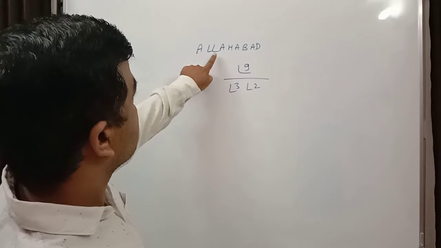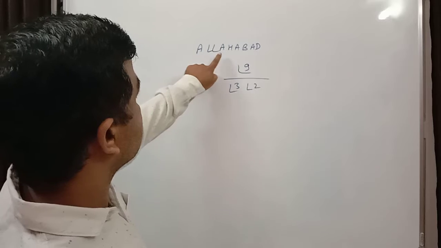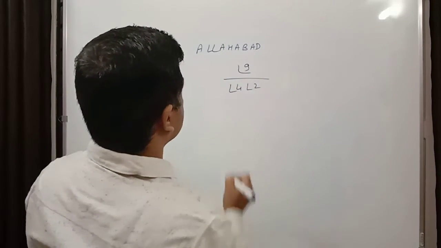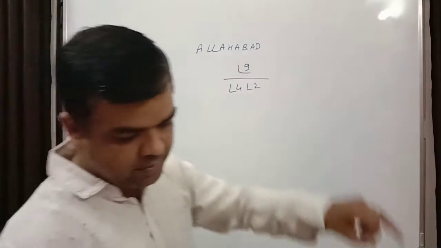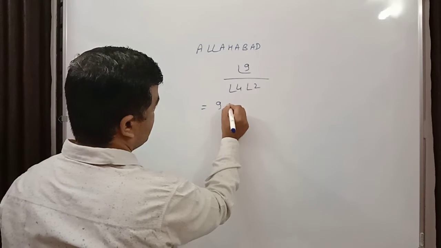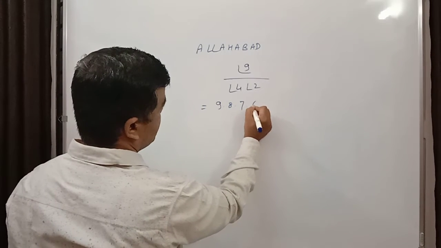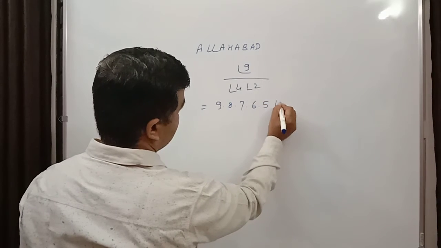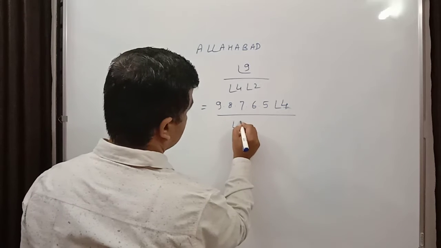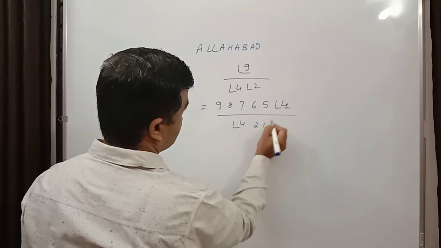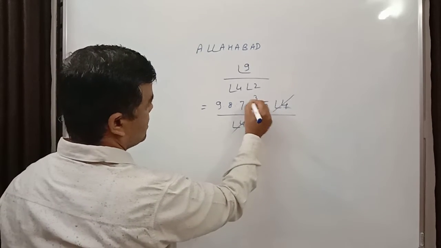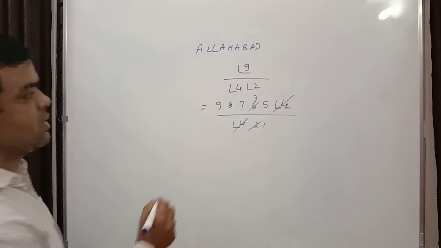And A has come 1, 2, 3, 4 times. A has come 4 times. L has come 2 times. Okay. Now simplify it. 9, 8, 7, 6, 5 and factorial 4, divided by factorial 4 and 2 into 1. So factorial 4 cancels by this, and 2, 3s are 6. Multiply it and you will get the answer.